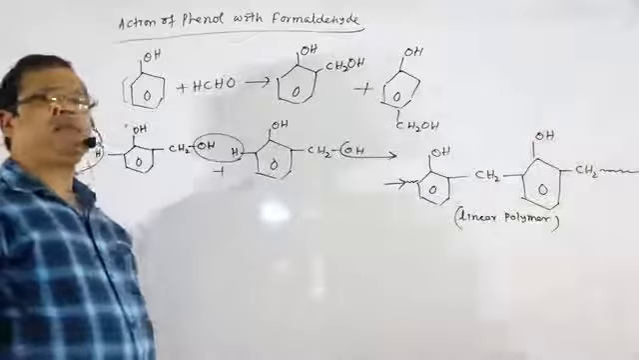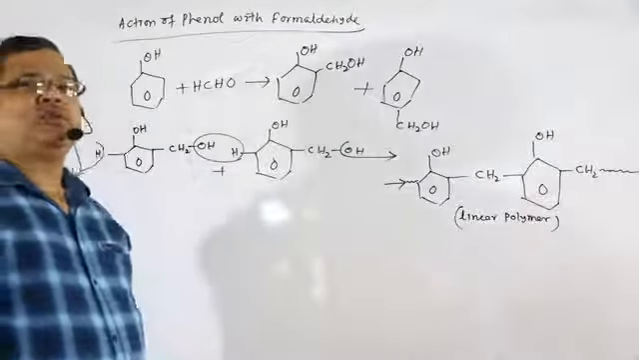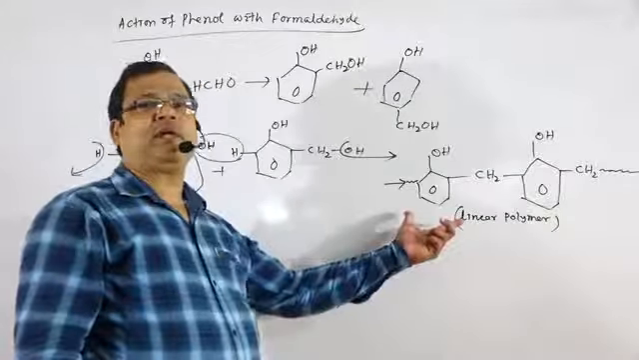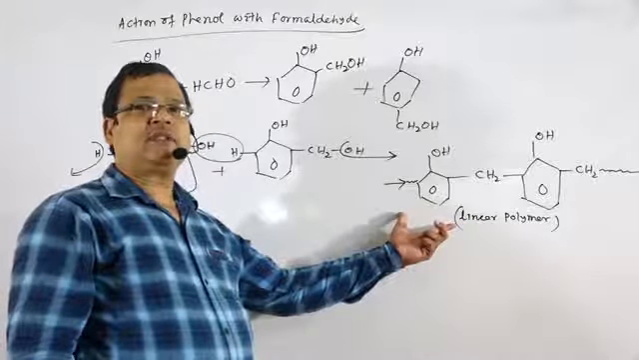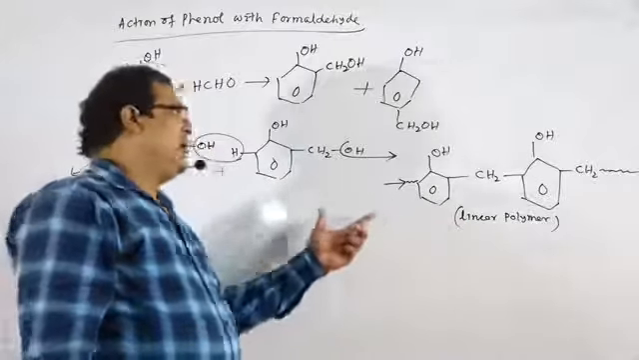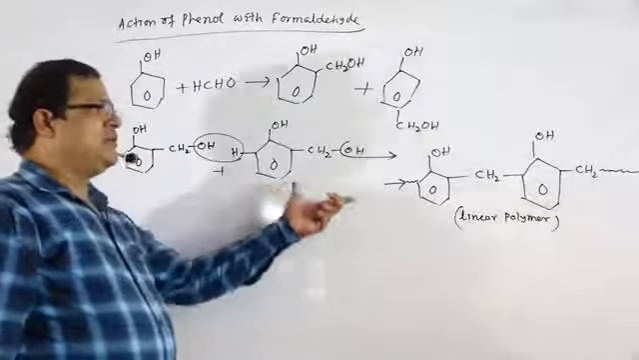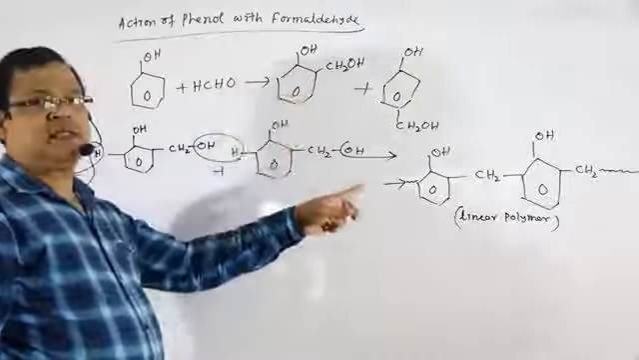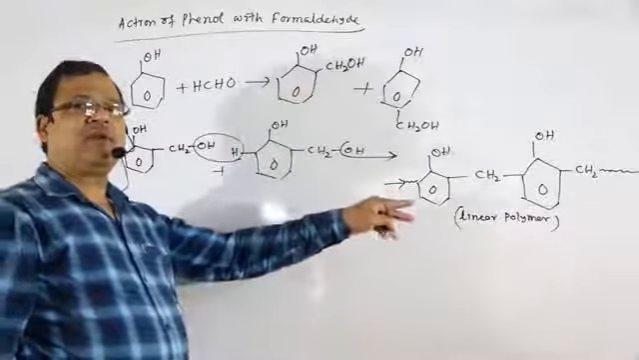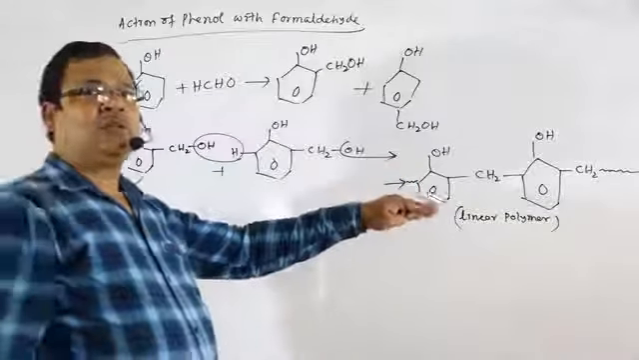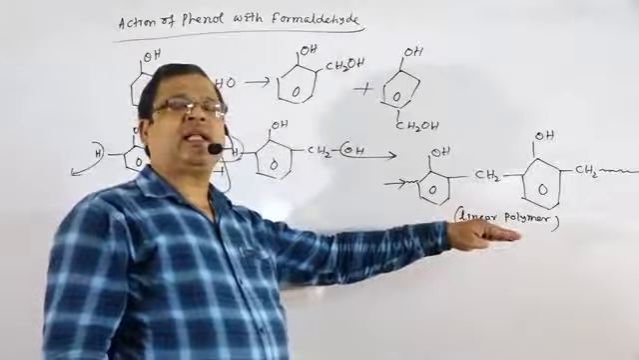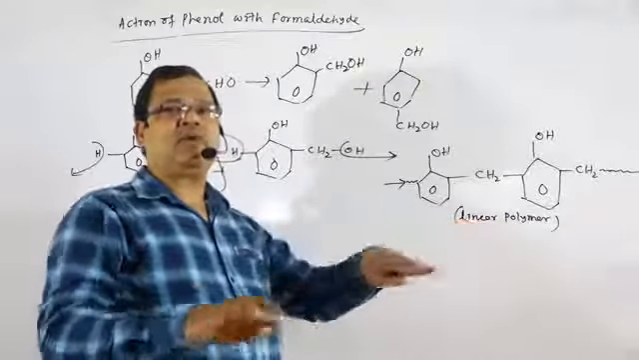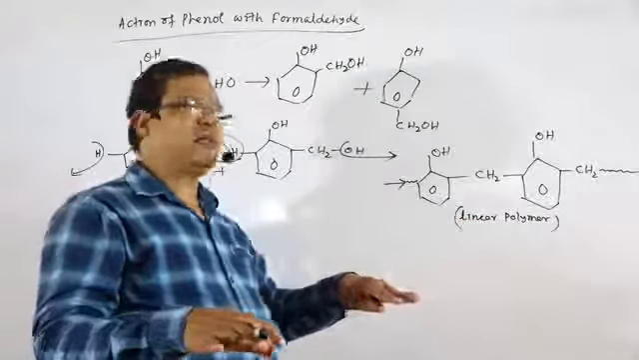That can be used for the preparation of different glue materials, adhesive materials, or for the preparation of sunmica, tabletops. This is the linear polymer. So whenever only the ortho product gets polymerized linearly, there is the formation of linear polymer. This material can be used for different glue and adhesive materials, and also for tabletops, sunmica, etc.